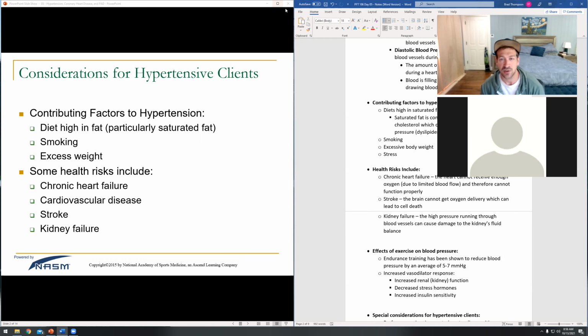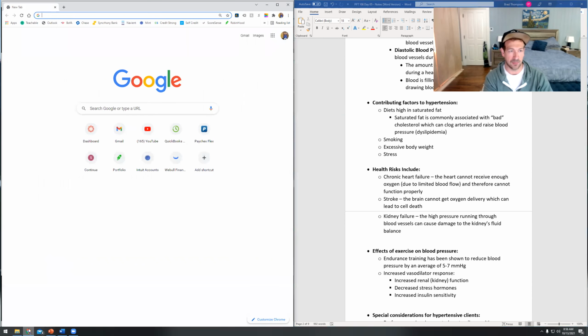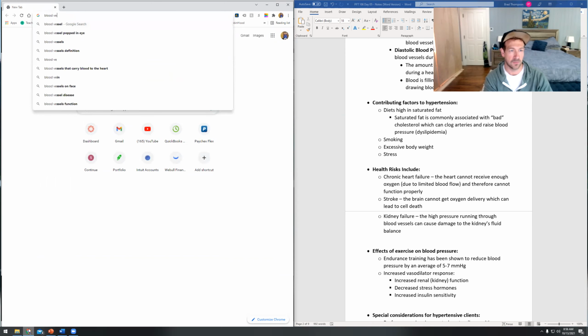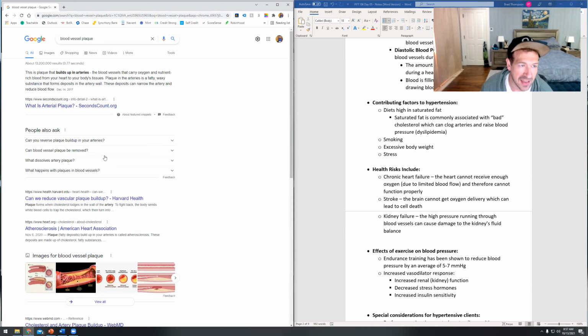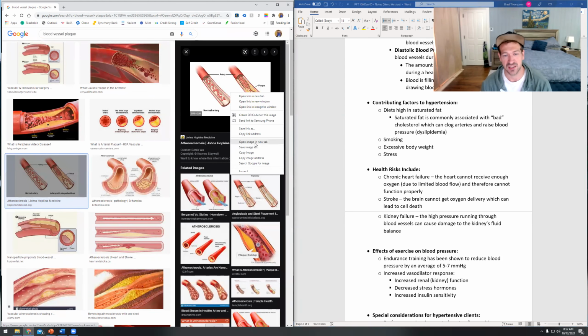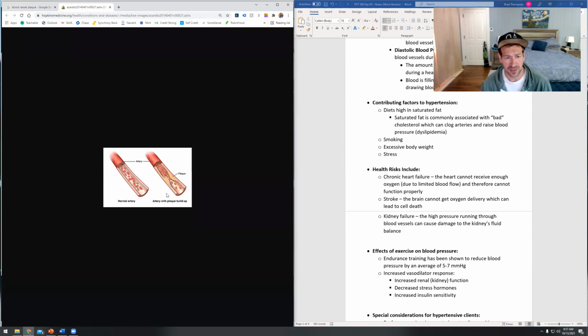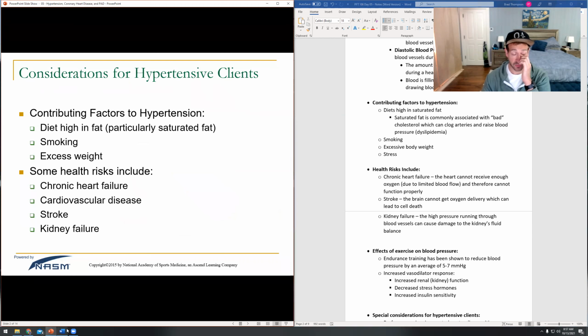So diets high in saturated fat definitely lead to hypertension, because again, they're going to build up that blood vessel plaque, right? We're going to see that material, that cholesterol, build up inside of our blood vessels, and then eventually that's going to cause red blood cells to get clumped up, and that's going to increase the pressure. So definitely something we are trying to avoid.